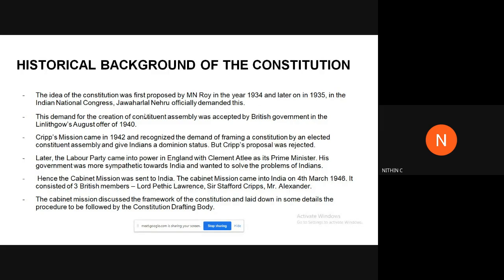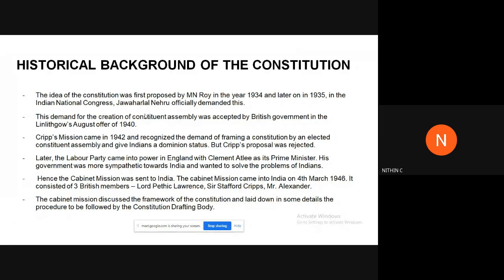You can see the terms which I've been going through. First, it was proposed by M.N. Roy in the year 1934. Jawaharlal Nehru officially demanded the constitution. Then the Cripps Mission came in 1942 and recognized the demand for framing a constitution by an elected Constituent Assembly. The Constituent Assembly is the body behind framing the constitution. But the Cripps proposal was rejected.